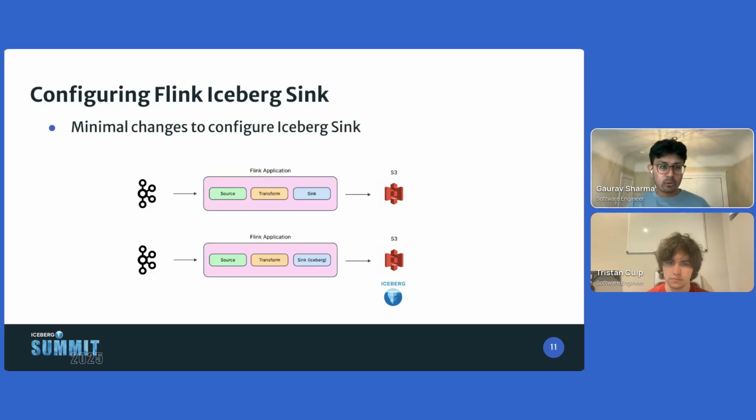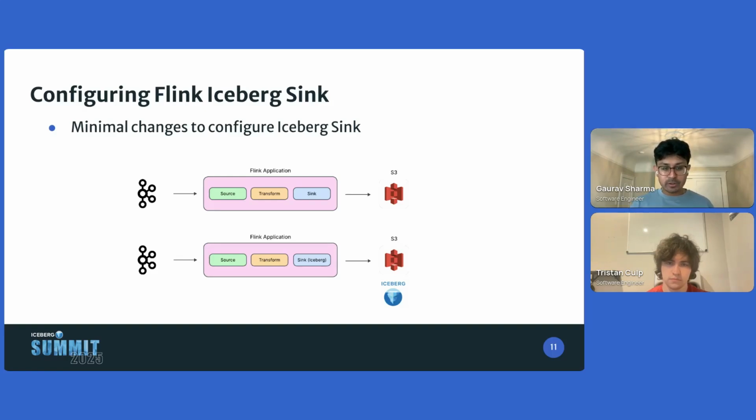Now, I just want to quickly go over what kind of changes were necessary from the Flink end to integrate with Iceberg, right? So it's actually very minimal changes needed for this. A Flink application consists of 3 layers, right? A source, a transform, and a sink.